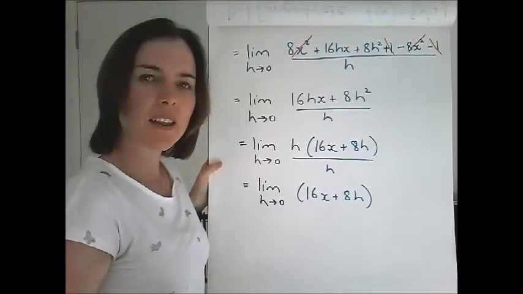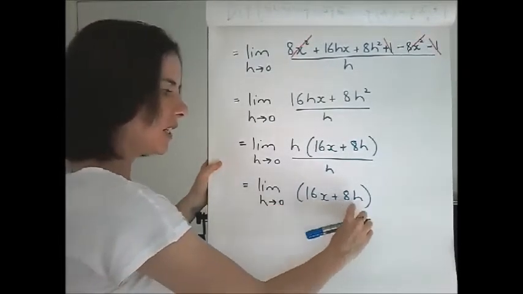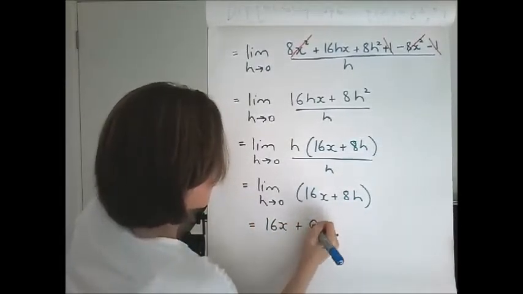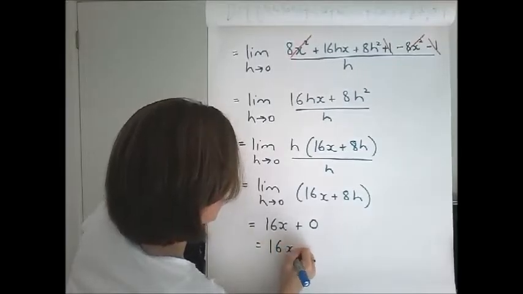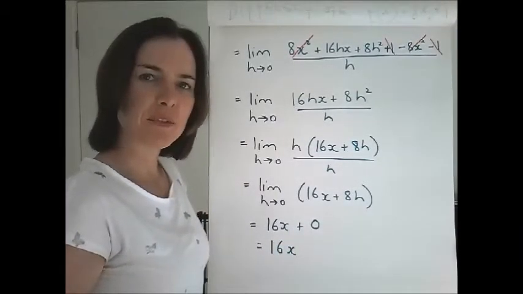Now I can't simplify that anymore, so I'm ready to sub in h equals 0 into this. So it equals 16x plus 8 times 0, which is 16x. So we've differentiated that from first principles.